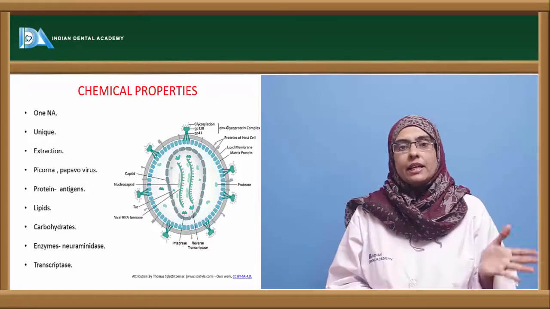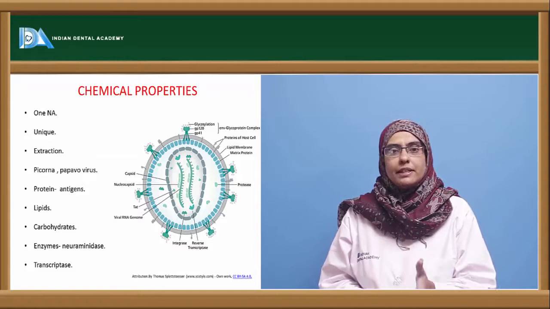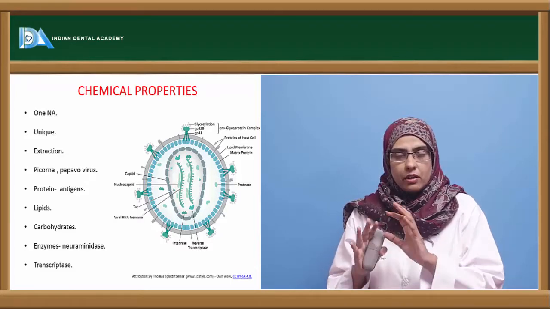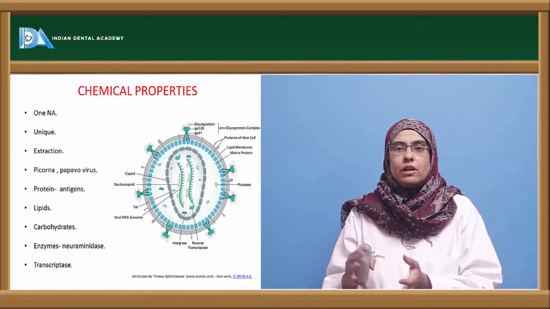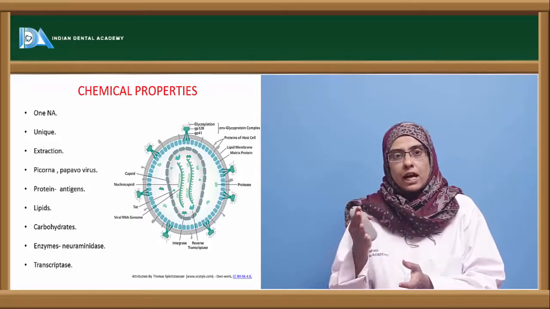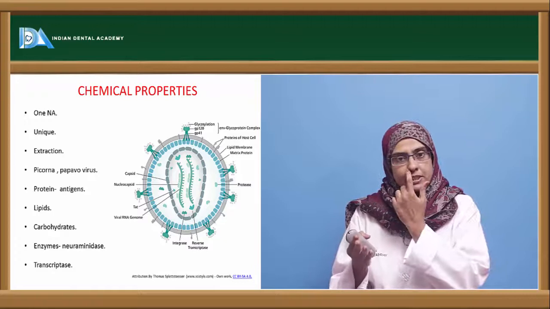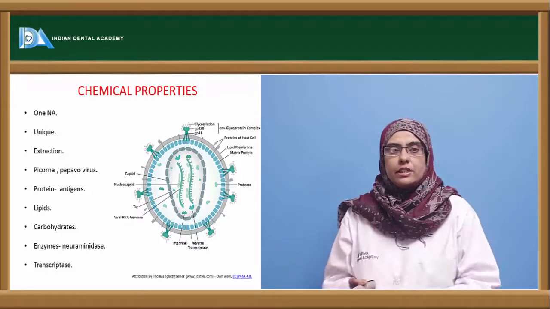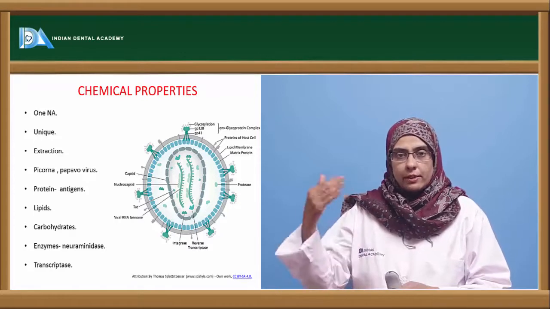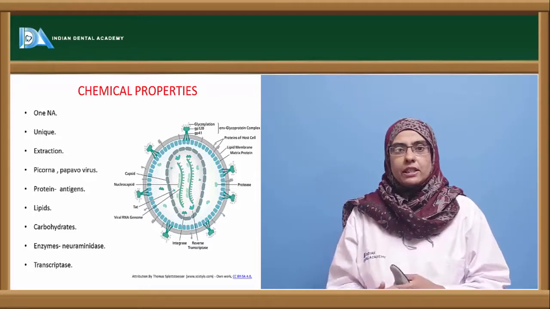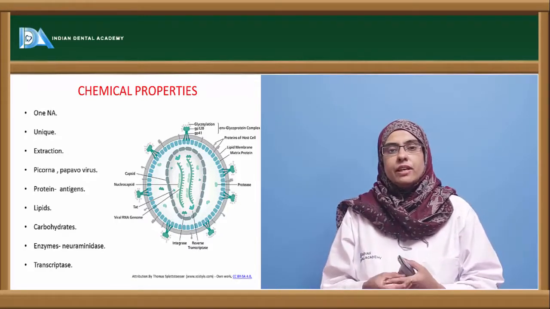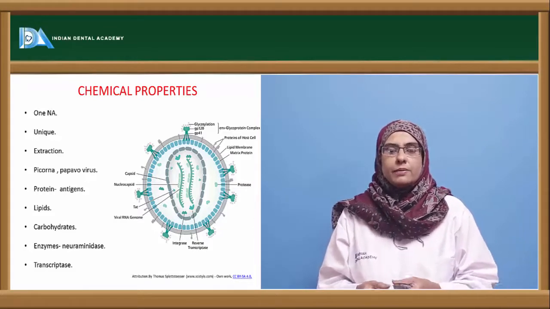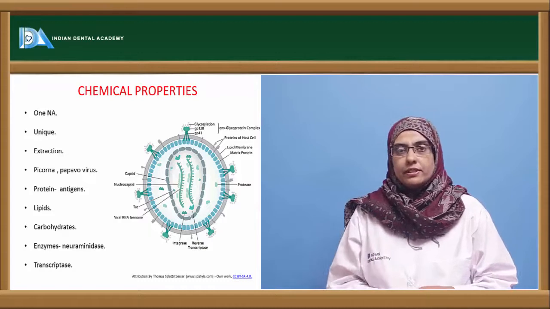So this RNA will get converted to double-stranded DNA and becomes latent in the host, and causes a change in the host cell, which is called neoplasia. Now the reverse transcriptase is exclusively seen in the HIV virus and certain oncogenic viruses. So the chemicals present in the viruses are nucleic acid, proteins, envelopes, that is lipids and carbohydrate, and enzymes. Apart from that, we also have a reverse transcriptase.